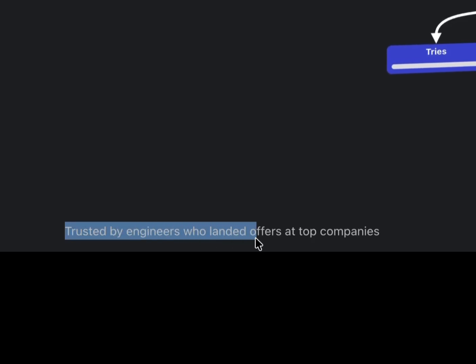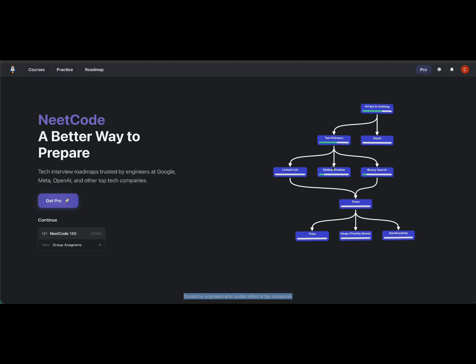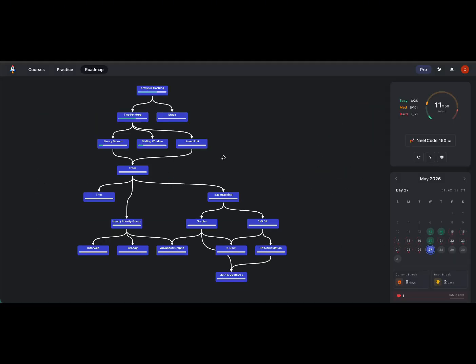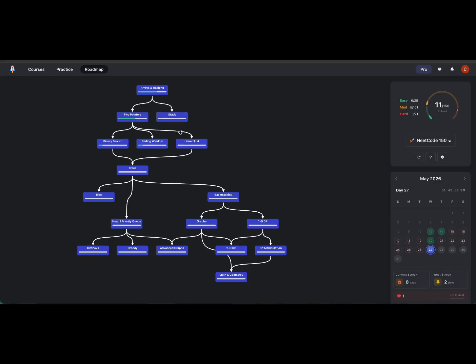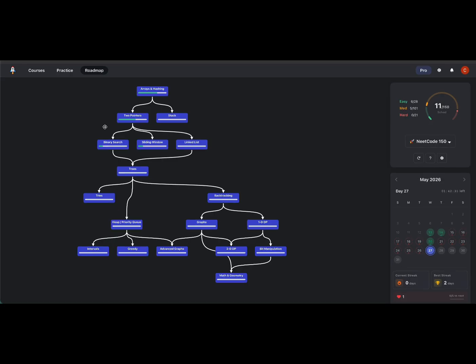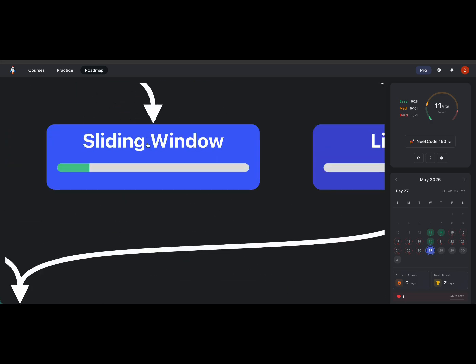Trusted by engineers who've landed offers at top companies. We'll have to see about that. And today we're hopping into sliding windows, which sounds way cooler than it is. I've done some of these problems before, but I haven't touched them in a long time, so obviously I've forgotten the solutions. So, today, sliding windows.